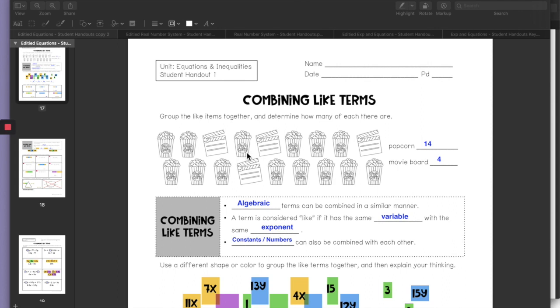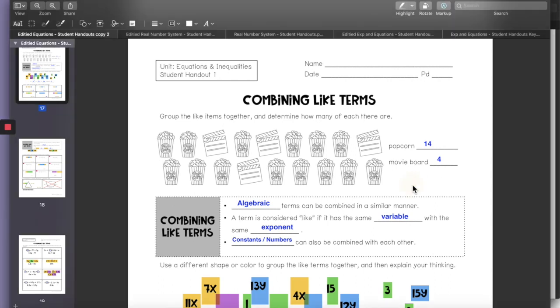For example, we have popcorns and movie boards, and we have how many popcorns? We have 1, 2, 3, 4, 5, 6, 7, 8, 9, 10, 11, 12, 13, 14. How many movie boards do we have? We have 1, 2, 3, 4. So we have 14 total popcorn and four total movie boards.